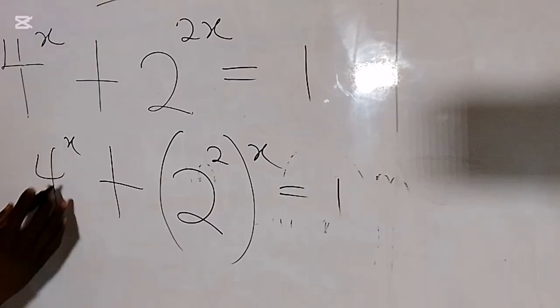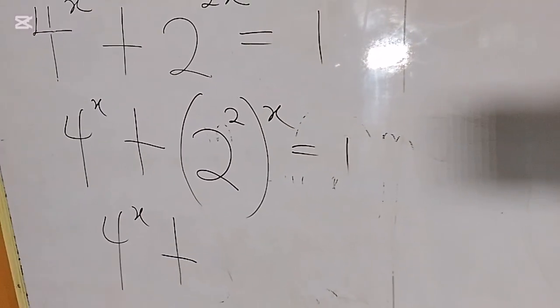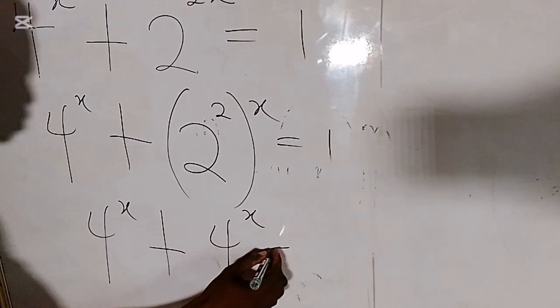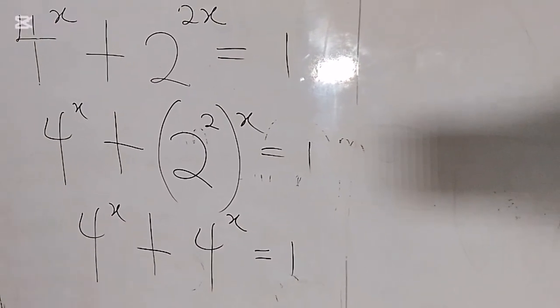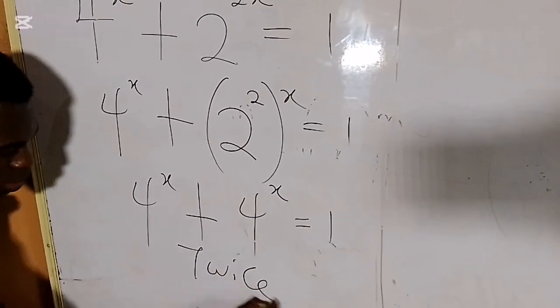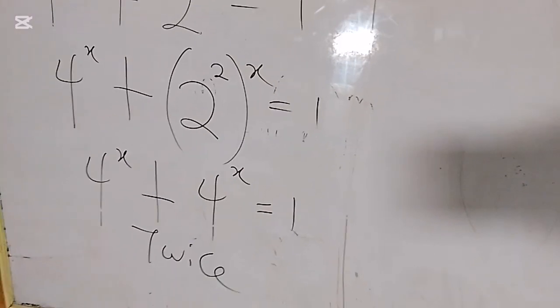It's equal to 1. So what is this? 4 raised to the power x. Now what is 2 raised to the power 2? 2 raised to the power 2 is 4, right? Raised to the power of x is equal to 1. Now what do you notice? You will notice that 4 raised to the power x is coming how many times? It's coming twice. So if I add this to this, I should be getting what?